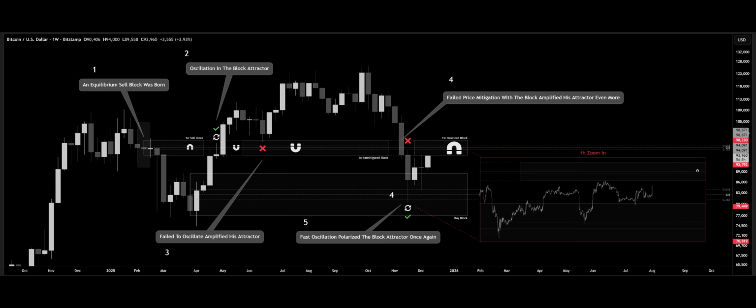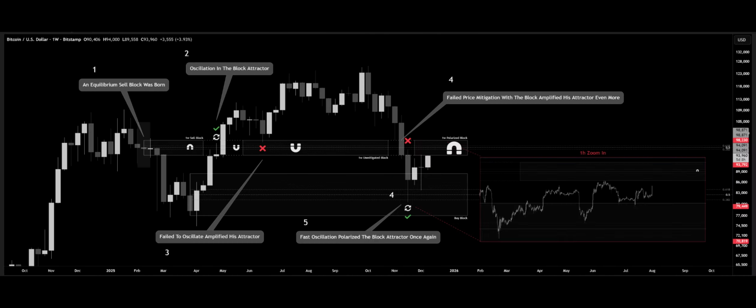In Bubble 3, Price Reaction to the Block's Ceiling. Price returned to the block, but did not enter its COG. Instead, it reacted only to the ceiling of the block. This failure to oscillate inside the COG intensified its attractor, increasing liquidity pressure and strengthening its magnetic influence on price.